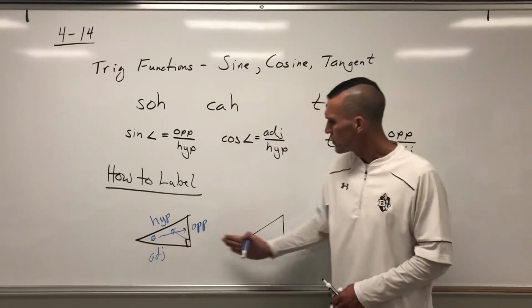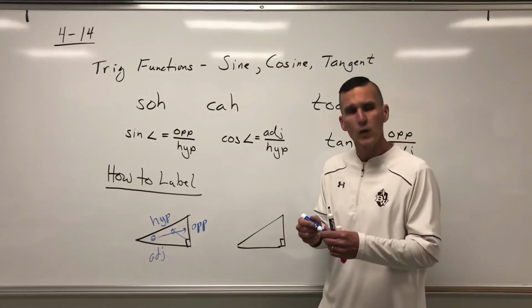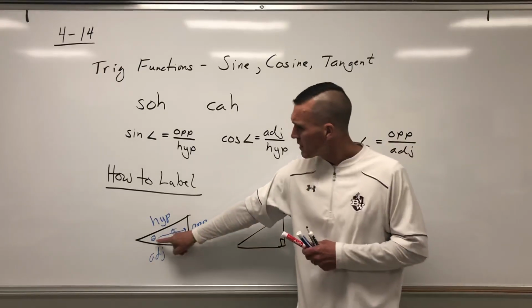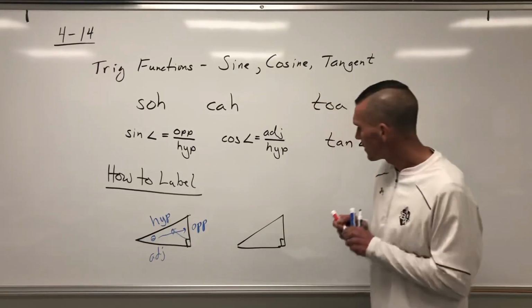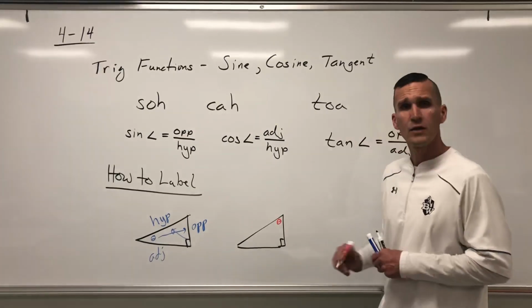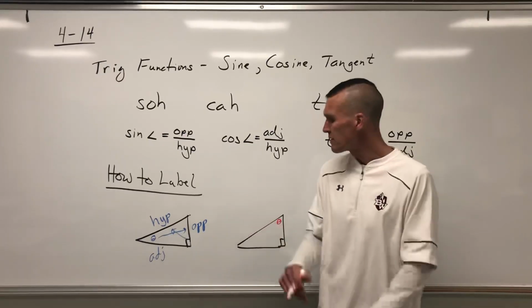Now, when you look at these two triangles, if they're the same, you would think, oh, that's just how you always label them. Well, what if we were focusing on a different angle? So instead of focusing on the angle in the bottom left-hand corner, we're going to focus on the angle in the upper right-hand corner. Again, I'm going to call it theta. Theta is just a Greek letter, so it is a variable.